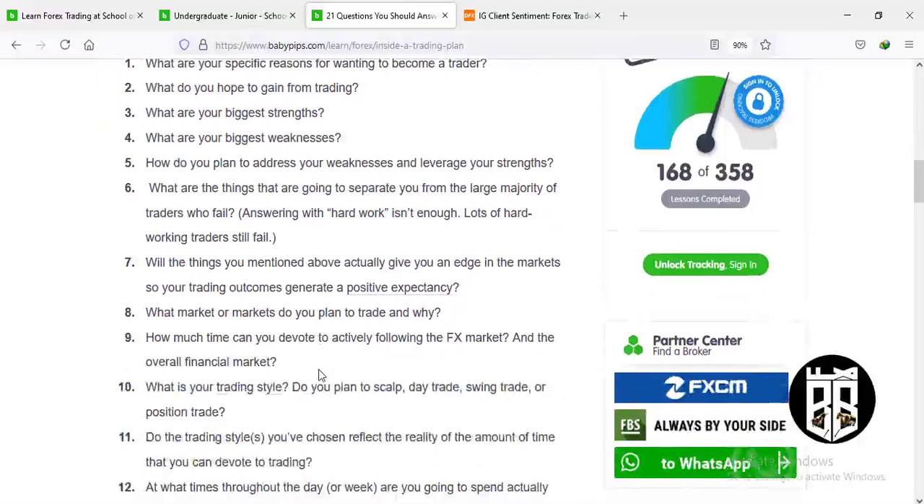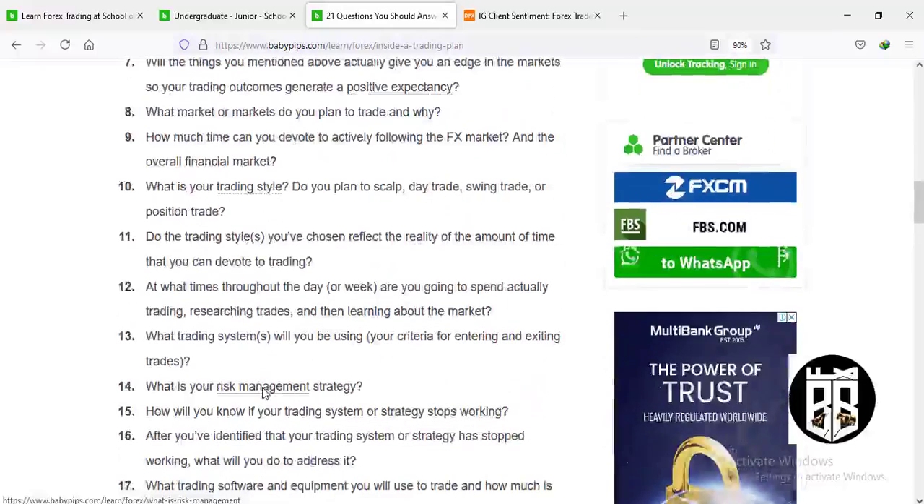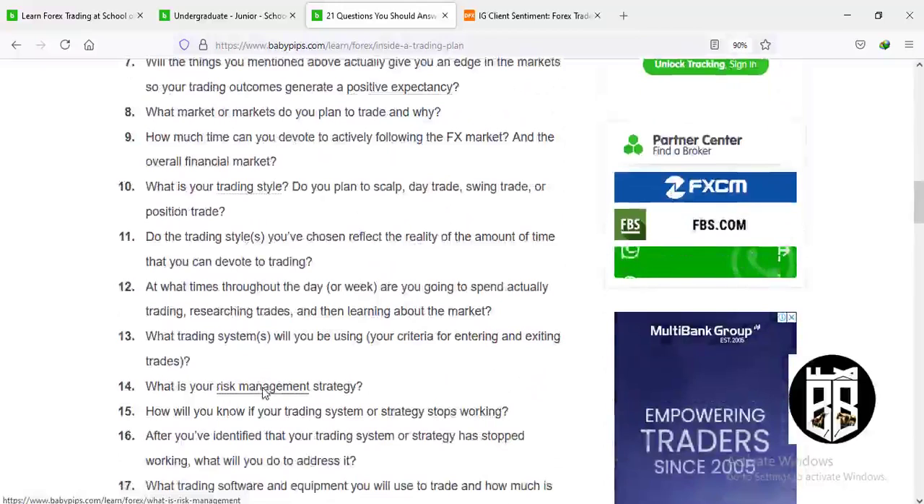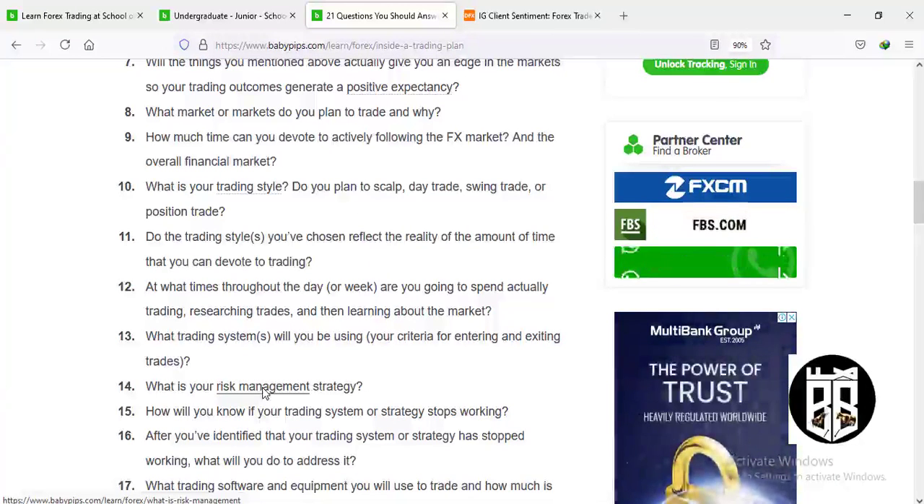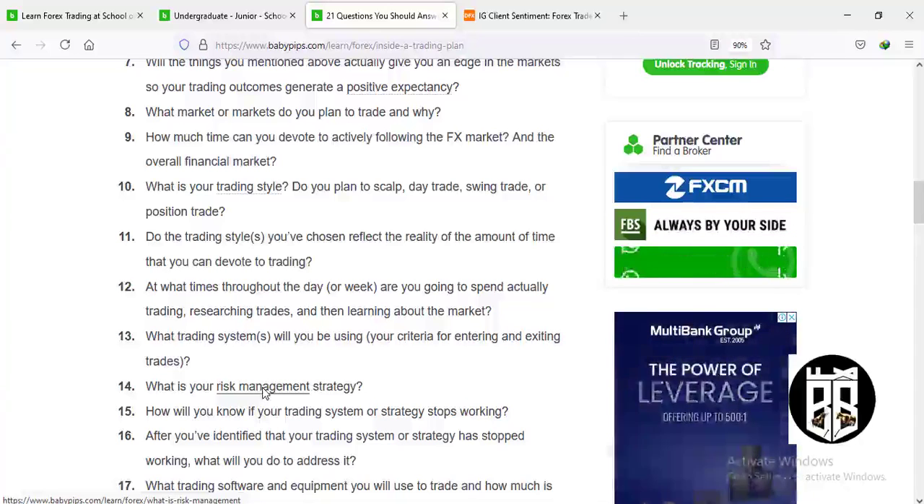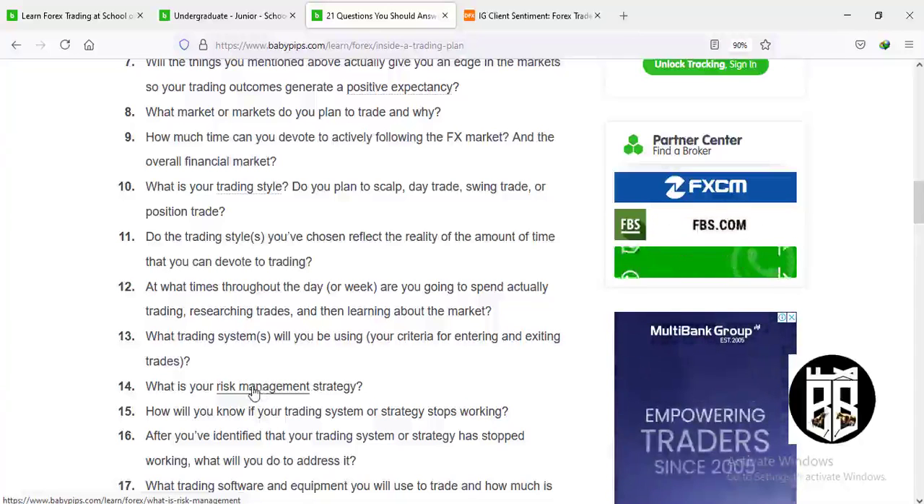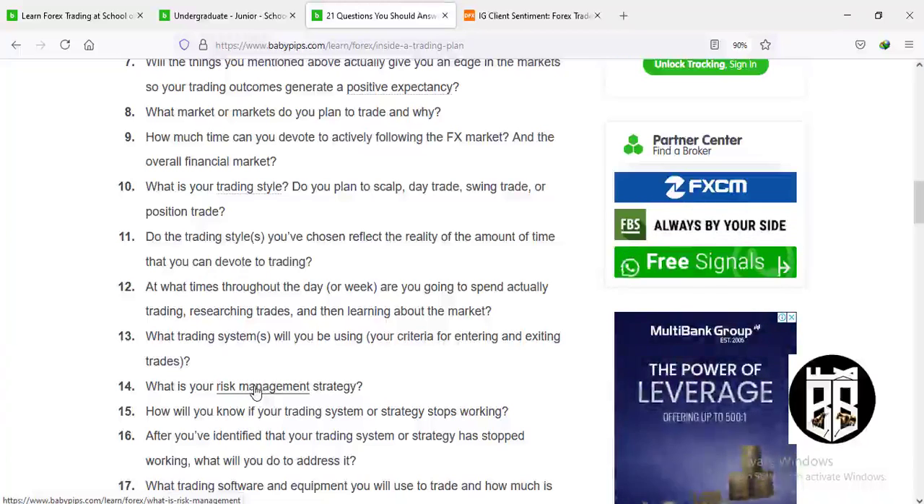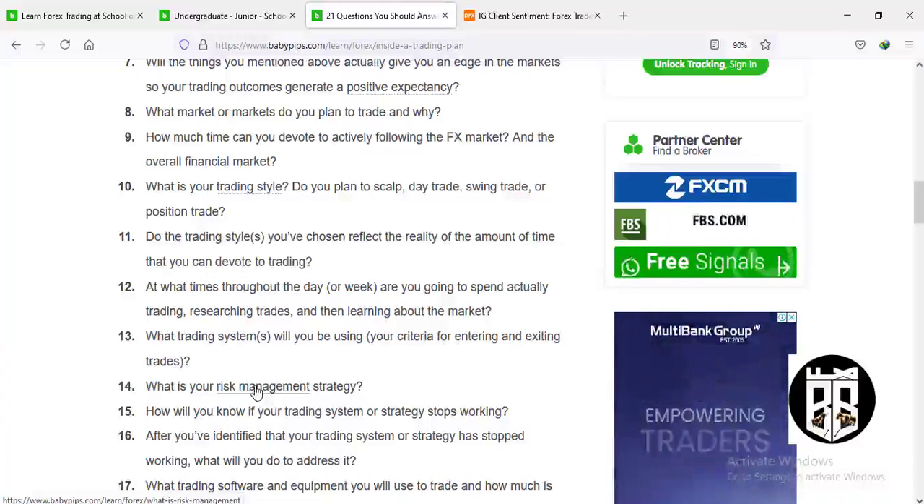Now, the 9th question says, how much time can you devote to actively following the FX market and the overall financial market? 10. What is your trading style? Do you plan to scalp, day trade, swing trade, or position trade? 11. Do the trading styles you have chosen reflect the reality of the amount of time that you can devote to your trading? 12. At what times throughout the day or week are you going to spend actually trading, researching trades, and then learning about the market?